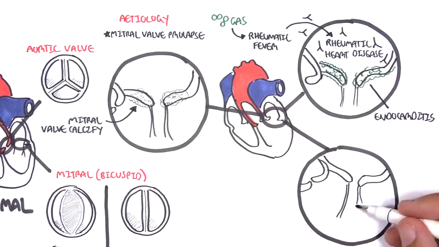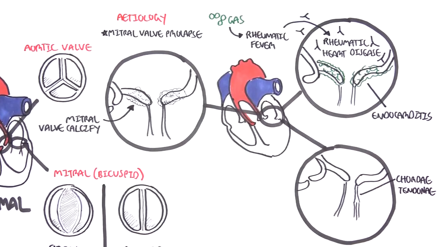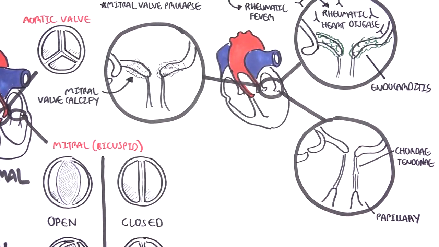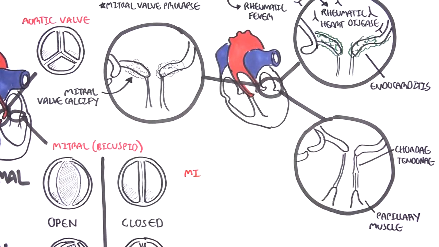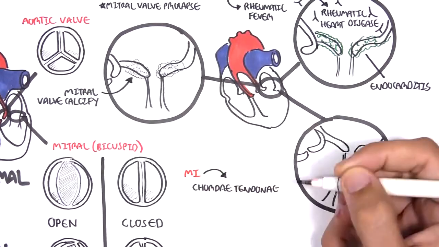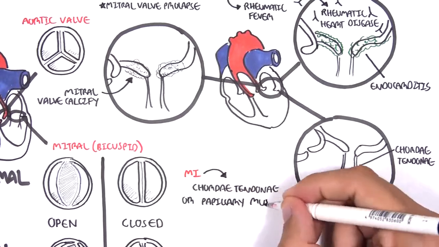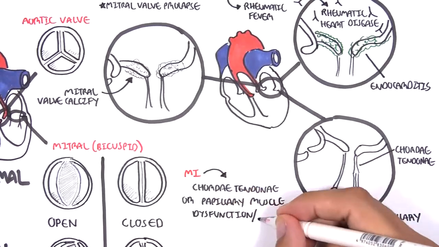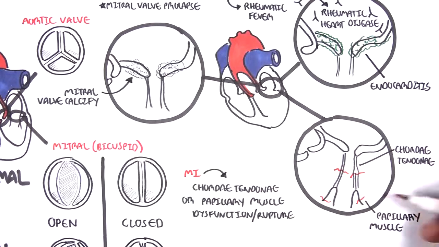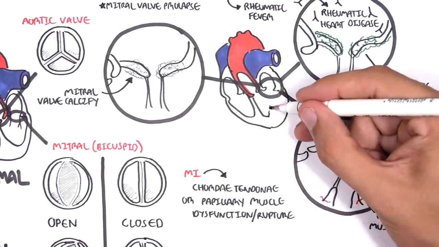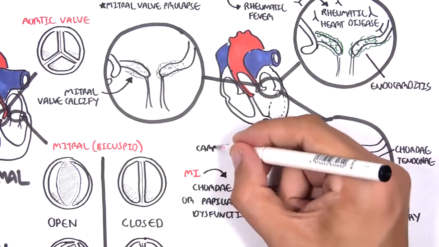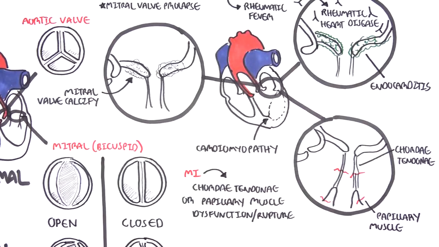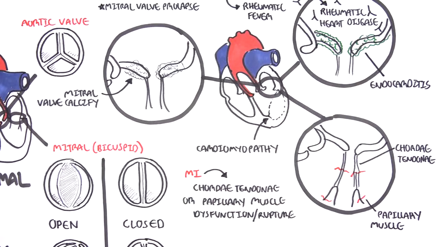Here I am drawing the chordae tendineae and papillary muscles, which are structures that play a role in closing and opening the valves of the heart. When you have a myocardial infarction, this can result in chordae tendineae or papillary muscle dysfunction or rupture, which can lead to mitral regurgitation because these structures are not working properly. The final cause of mitral regurgitation to note is cardiomyopathy, which includes dilated or hypertrophic cardiomyopathies.